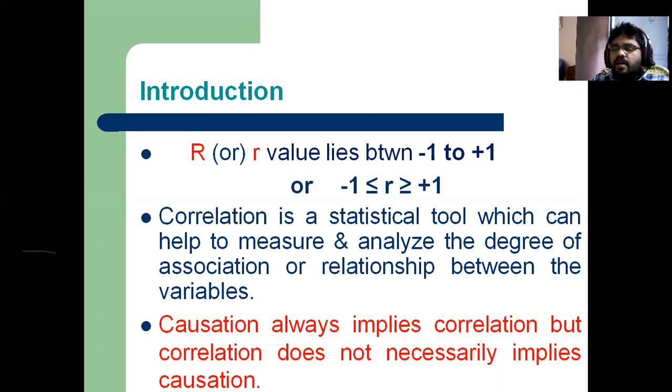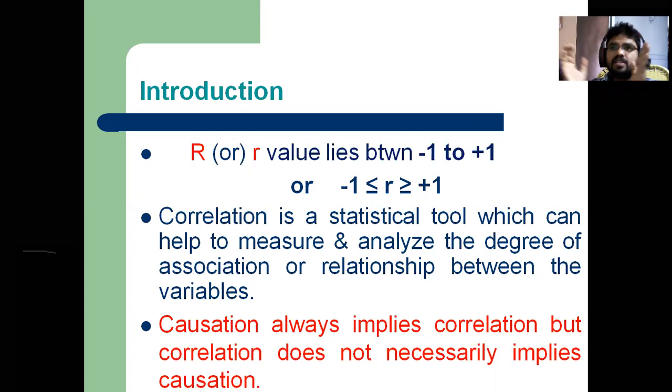Then you can note down a point: causation always implies the correlation, but correlation does not necessarily imply the causation. This is a very important point. For example, if there is a causal relation, there should be a relationship between the two variables. See, in a particular family, if somebody suffers, the family may suffer. That is called causation always implies the correlation, but the correlation does not necessarily imply the causation.